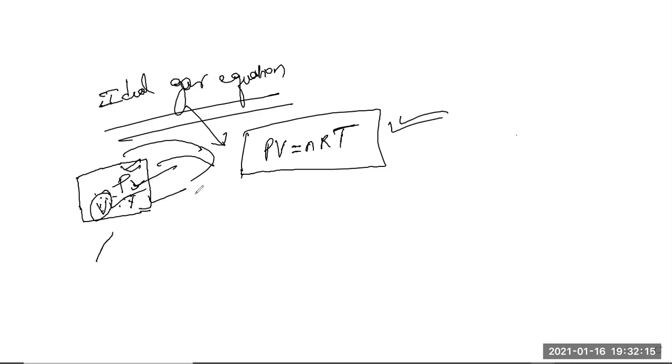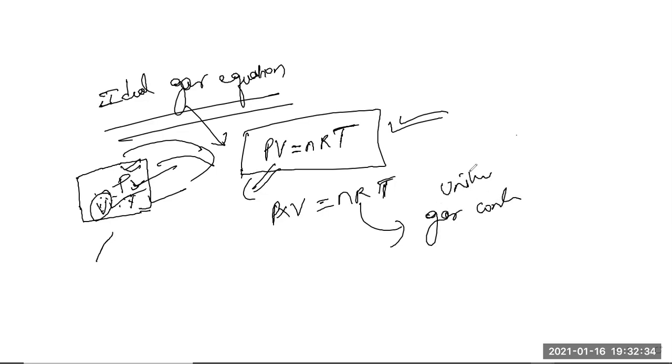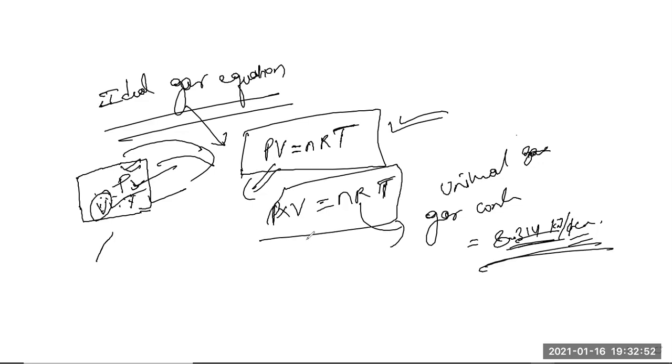They measured some values and found that pressure times volume is directly proportional to temperature, PV equals nRT, where R is the gas constant. Sometimes you call it the universal gas constant. Its value is constant, 8.314, in kilojoule per Kelvin mole, whatever. I don't know exactly what that value is. You will have that constant value.